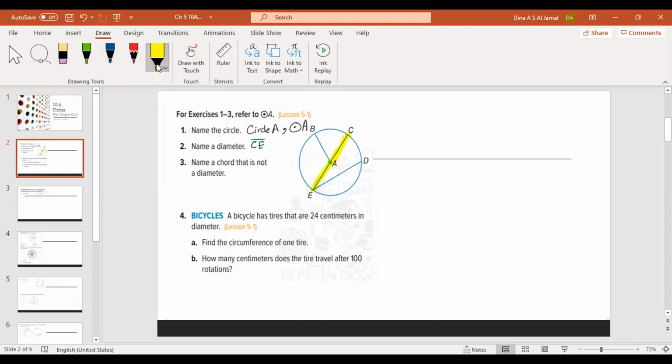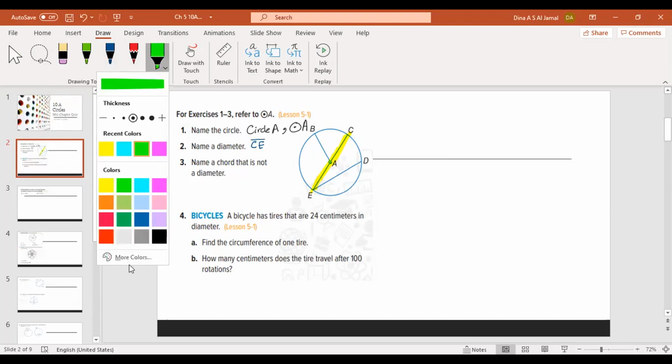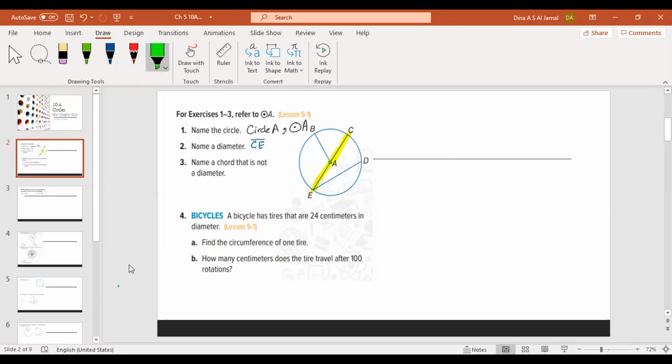Now, name a chord that is not a diameter, and pay attention to this. That means it is a segment cutting the circle which has two endpoints and it should not pass through the center. That means this is your chord ED. So we are done with questions 1, 2 and 3 that are related to the image that he gave you, which is related to the first lesson of chapter 5. Now let's go to another question in the first lesson.